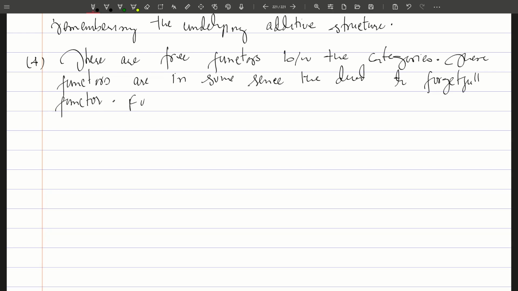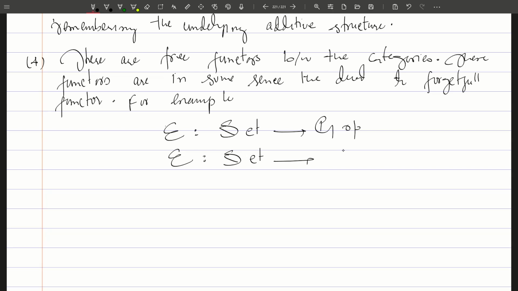So let us give some example. For example, we have the free functor. Let us call this E, from the category Set to the category of groups, or from the category Set to the category of vector spaces. Now what this functor does is give the group structure, or some vector space structure, to sets. So if you are given a set, then we can make a group out of it by using the notion of free groups.